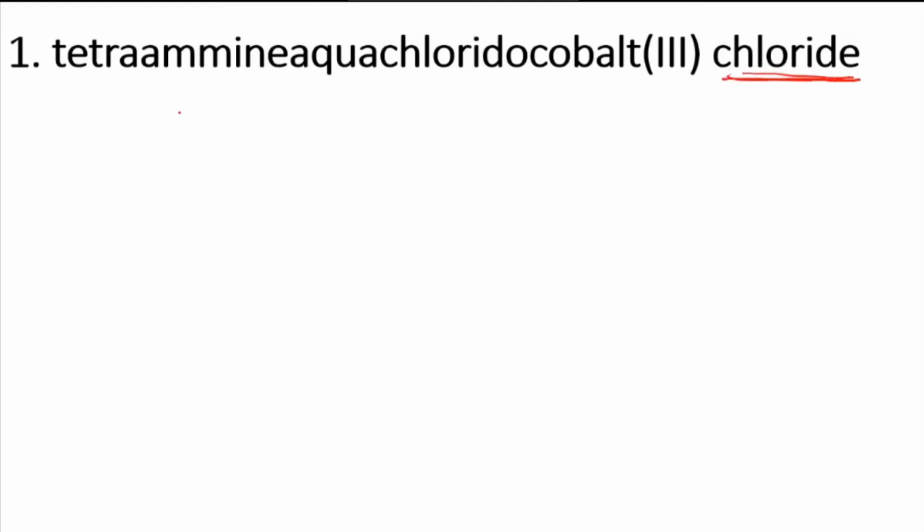Now we will go for writing the formula. First, see whether the ligands are in alphabetical order. If they are, you can just place them like that. Here, tetra means 4, and amine is the NH3 group. Then aqua, that is water, H2O. So 4 amine groups you are supposed to write, then aqua, then chlorido, that is the Cl group.